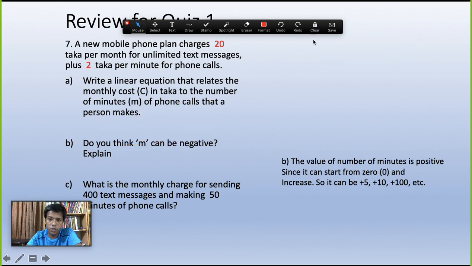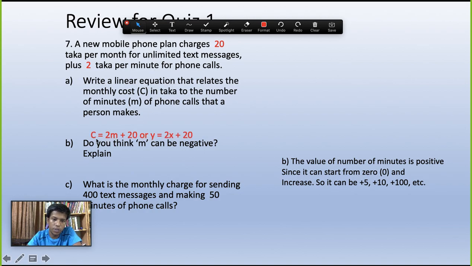And then this is also an example from our application math. Suppose a mobile phone plan charges 20 taka per month for unlimited text messages, plus 2 taka per minute for phone calls. Now we will have to write some equation that represents this statement, and then we will have to answer some questions. In other words, we will have to find a model for this situation.